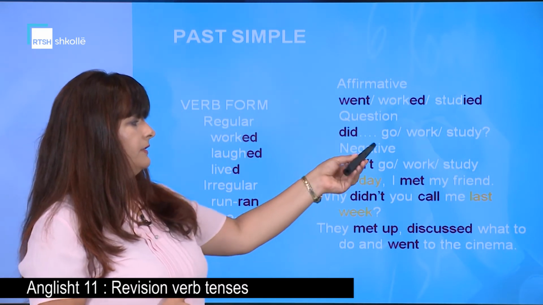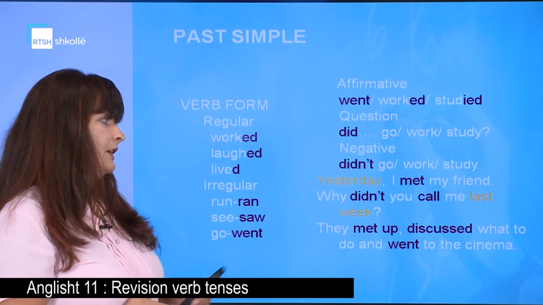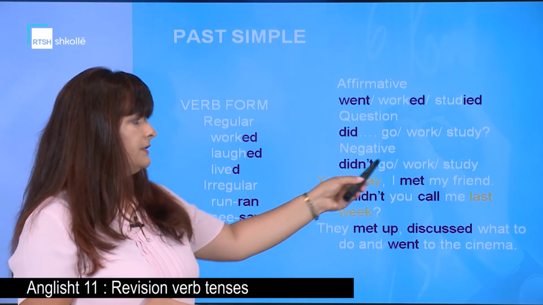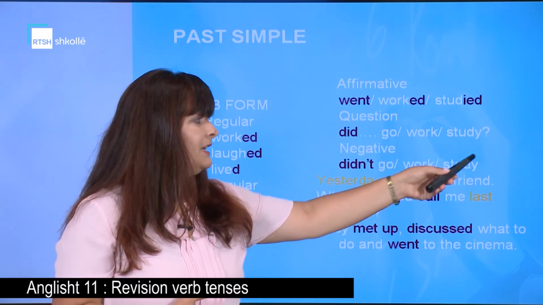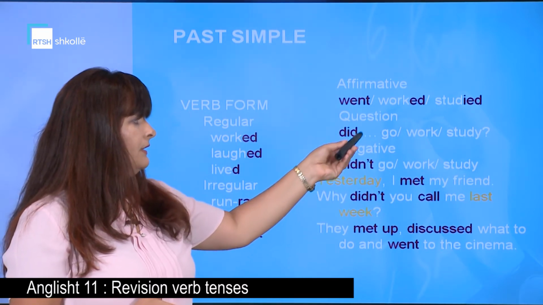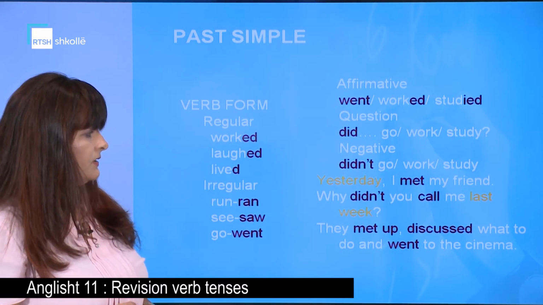What about the negative form? Did not, didn't, didn't go, didn't work, didn't study. We do not add ed in questions and negative. The did covers that part. Now let's see some sentences as we did before.